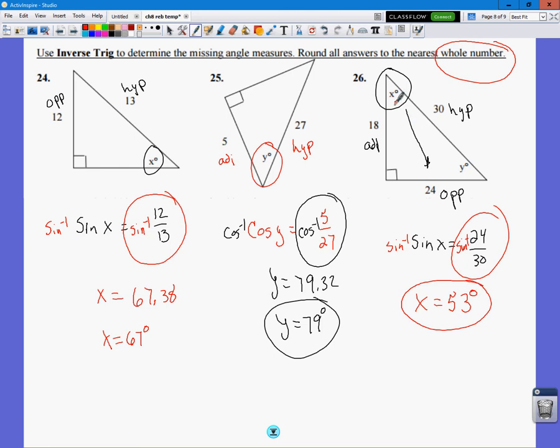If I know x is 53 degrees, I really don't need to use sine, cosine, or tangent to find y. I have 90, I have 53. I've used up a total of 143 degrees out of 180 degrees in a triangle. So if I take 180 and I subtract the 143, I found out my remaining angle would have been 37 degrees, which is my y value.